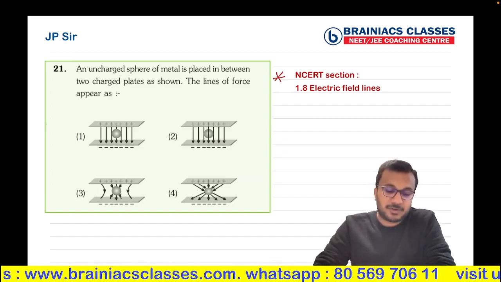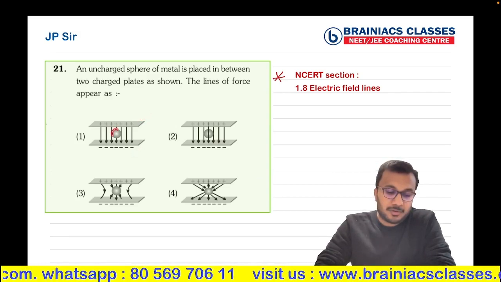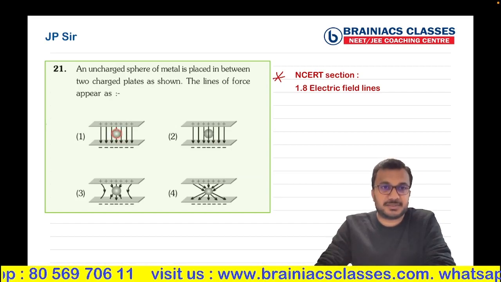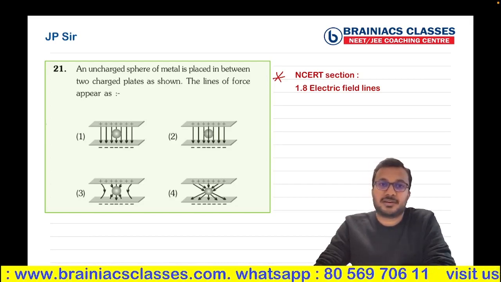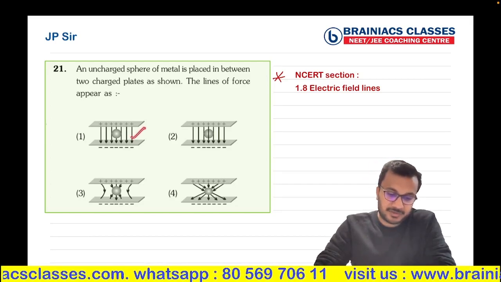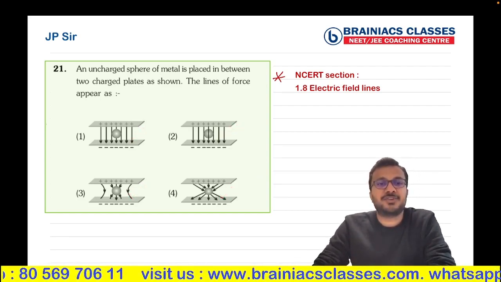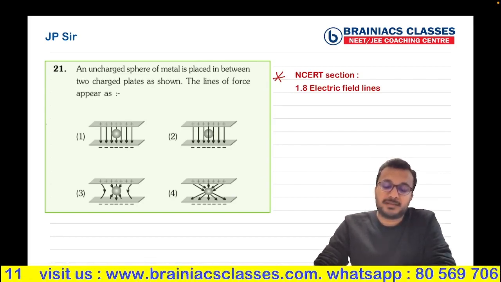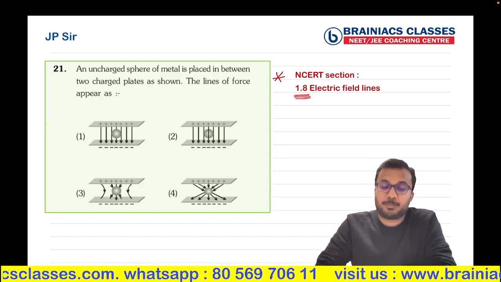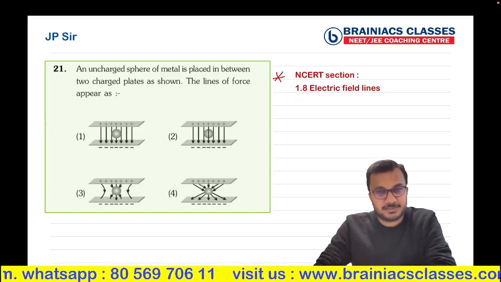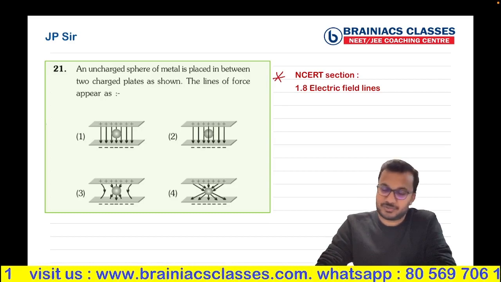So the question is given: we have two plates, one is the positive plate and another one is the negative plate. We have a sphere placed in between the plates. The question is asking which of the following options matches the right electric lines of force. You can see electric lines of force in all four diagrams, but with different shapes. Which one matches? This question is based on NCERT section 1.8, electric field lines. We will learn some theory behind this problem, then we'll come to the detailed solution.